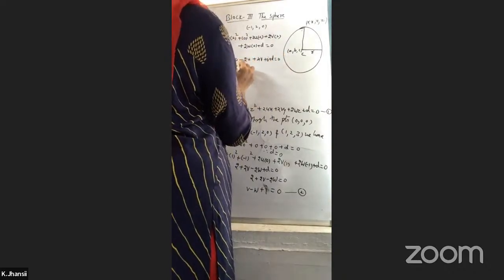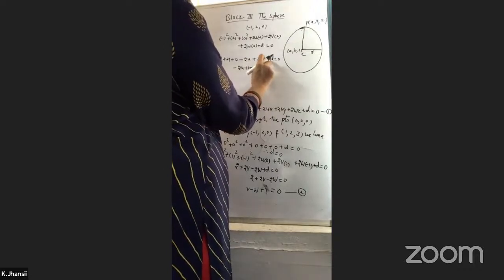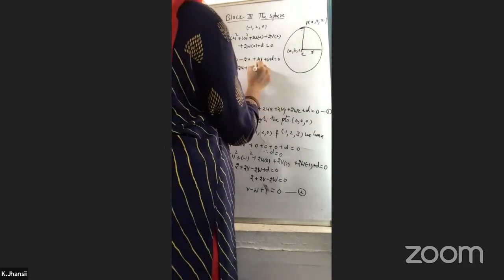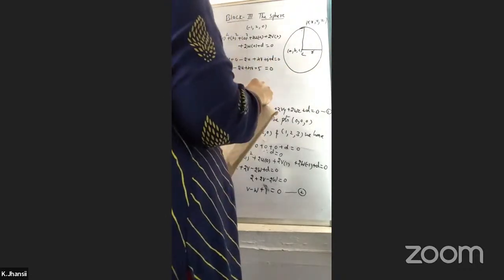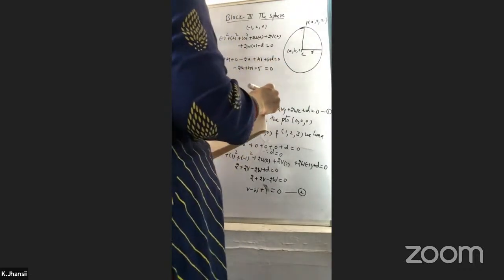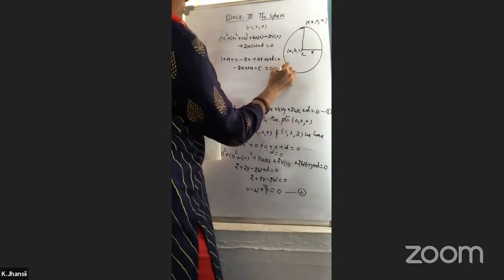So here we got minus 2u plus 4v. When we substitute here d value as 0, so this is also 0. 4 plus 1 is 5. So plus 5 equals to 0. So minus 2u plus 4v plus 5 equals to 0. So this is the third equation we have.